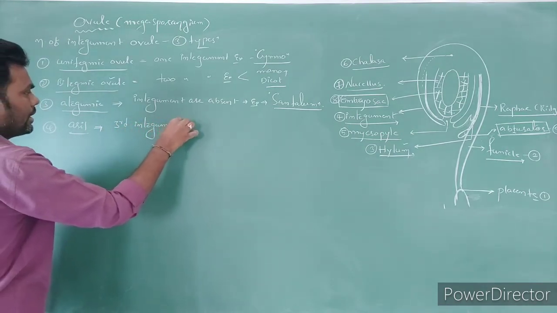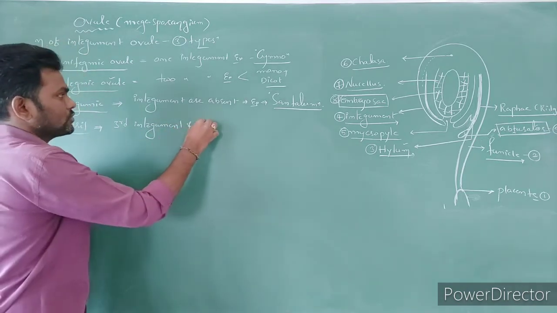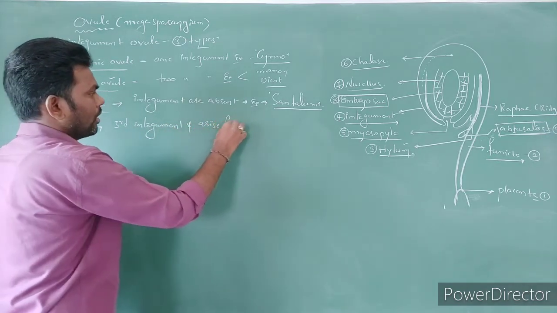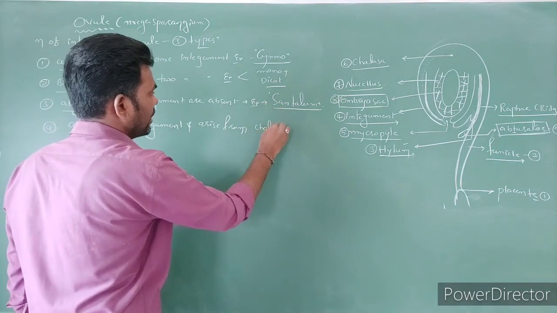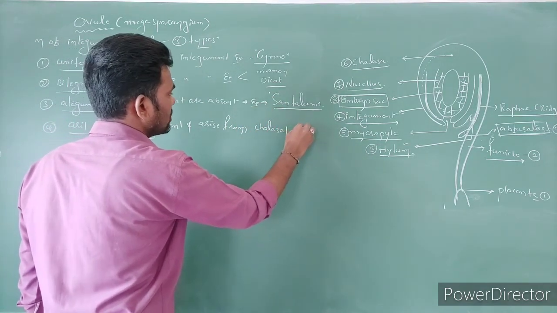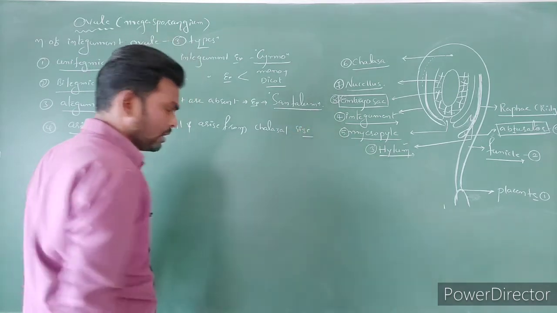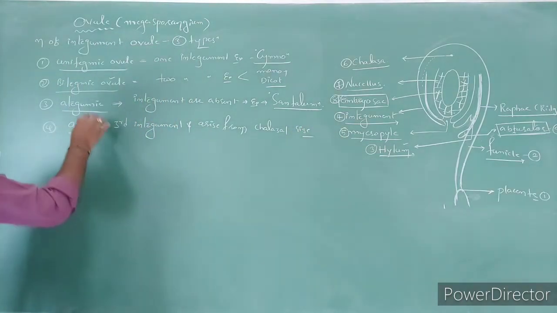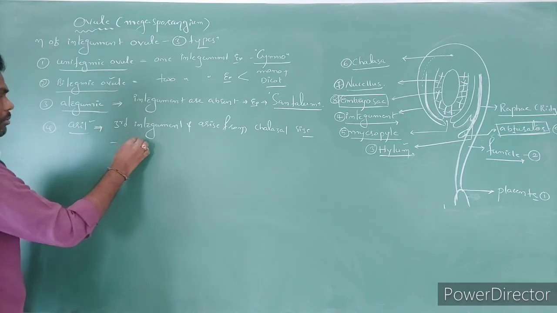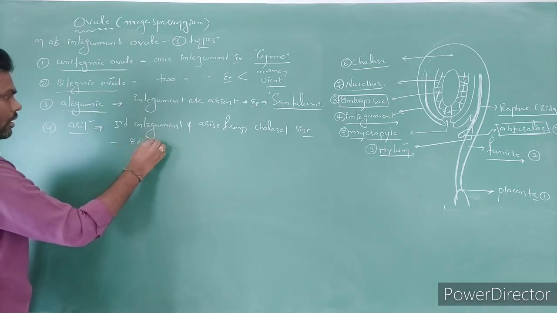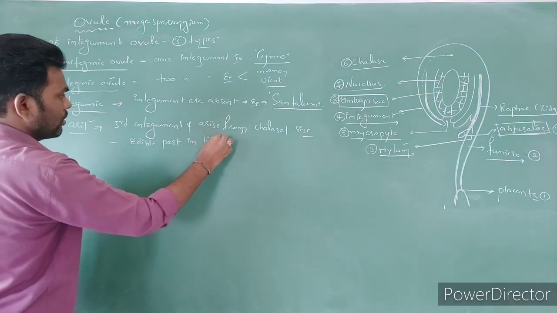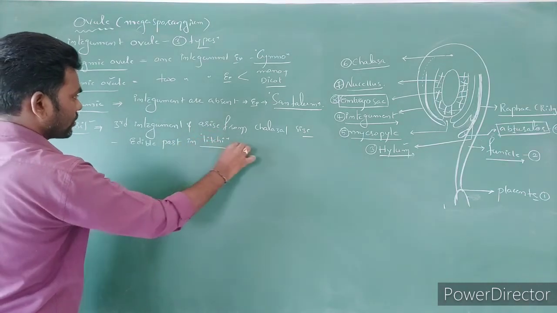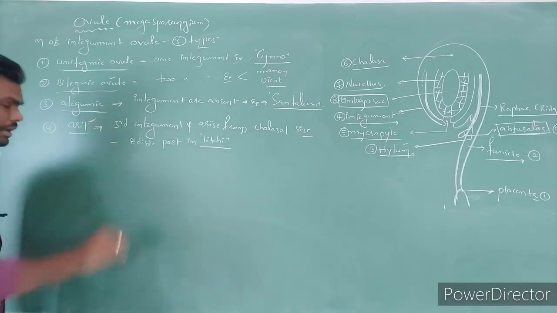It is a third integument which is going to arise from which side? Chalazal side. So this third integument we can call as aril, which is an edible part in lychee fruit. That is actually what aril is.